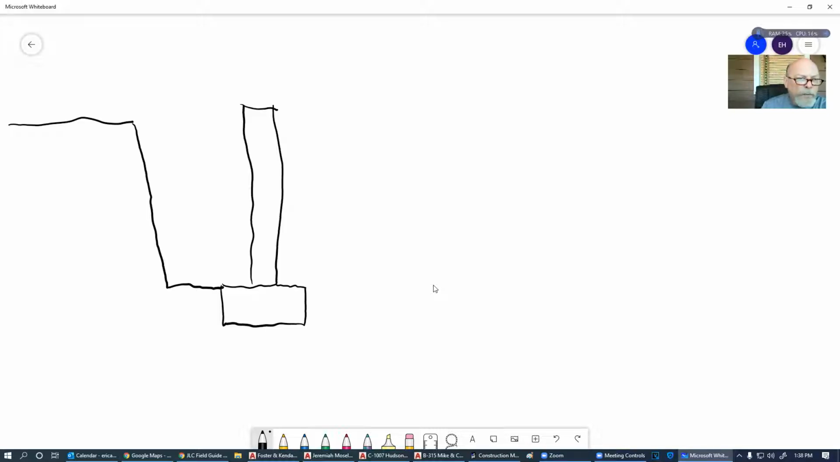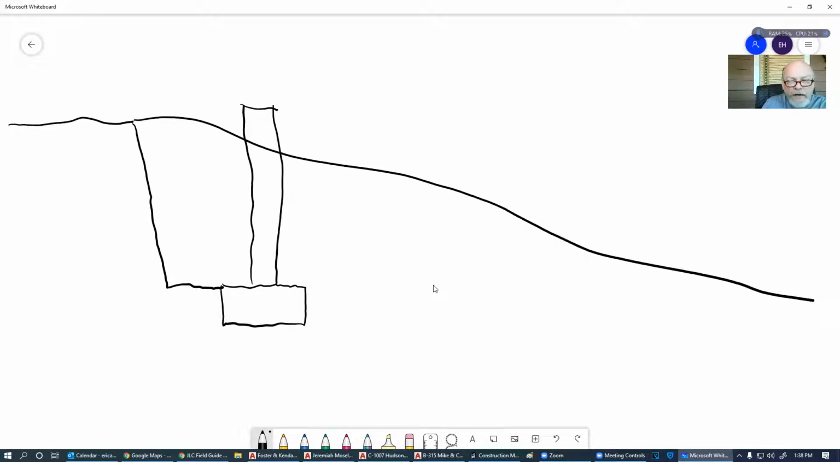All right, so originally our ground probably went down through here like this, and obviously we can't build a house looking like that.